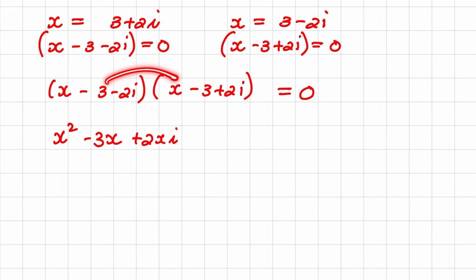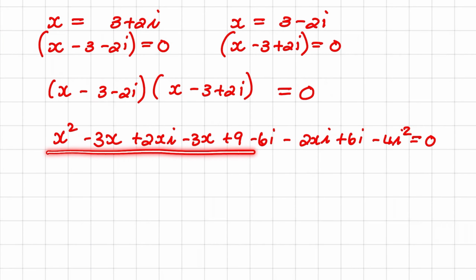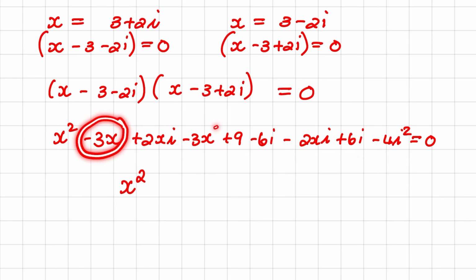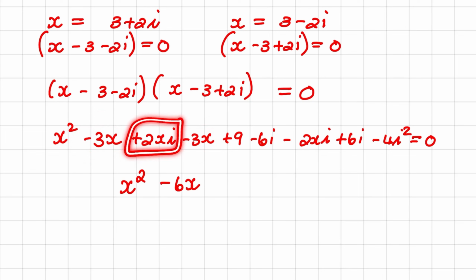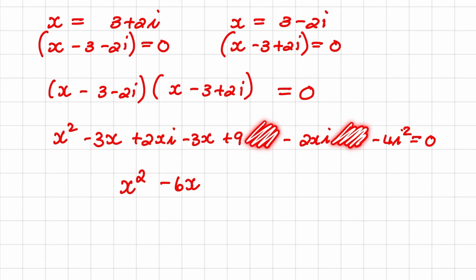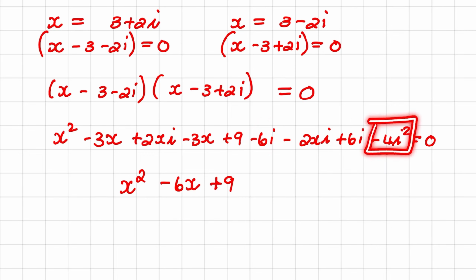And we continue by multiplying each term in the first set of brackets with every term in the second set of brackets. So after we have multiplied out, we can add like terms together. So x squared is the only term of its kind, so we have x squared alone. And then minus 3x would lead to negative 6x, plus 2xi would be cancelled out by negative 2xi, and so would negative 6i be cancelled out by plus 6i. We have plus 9. And then lastly, we have negative 4i squared.